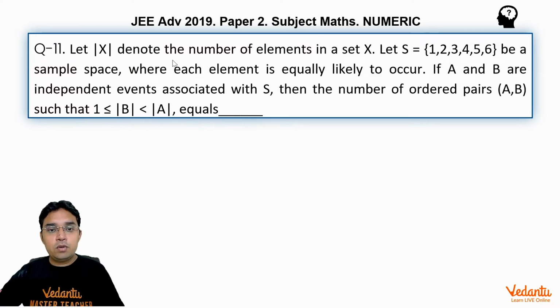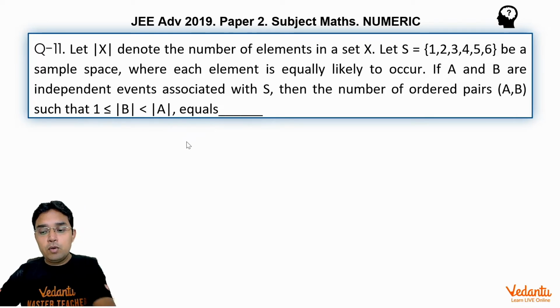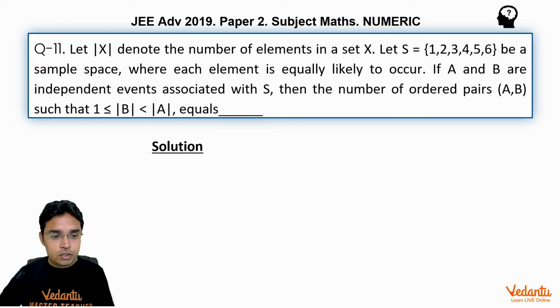Let |X| denote the number of elements in the set X. Let S = {1, 2, 3, 4, 5, 6} be a sample space where each element is equally likely to occur. If A and B are independent events associated with S, then the number of ordered pairs (A, B) such that 1 ≤ |B| < |A| equals. So let us see how to solve this question.